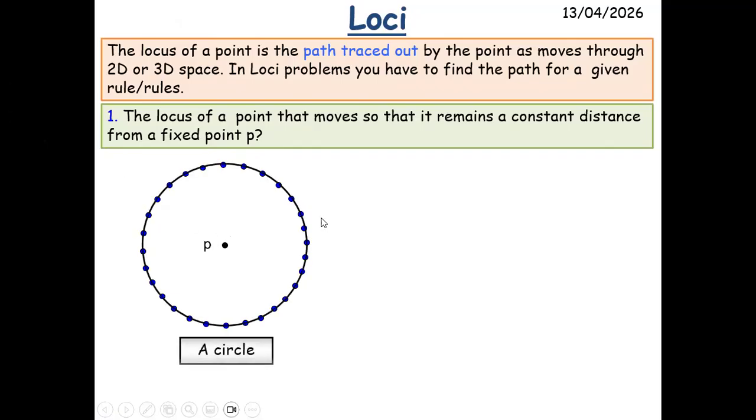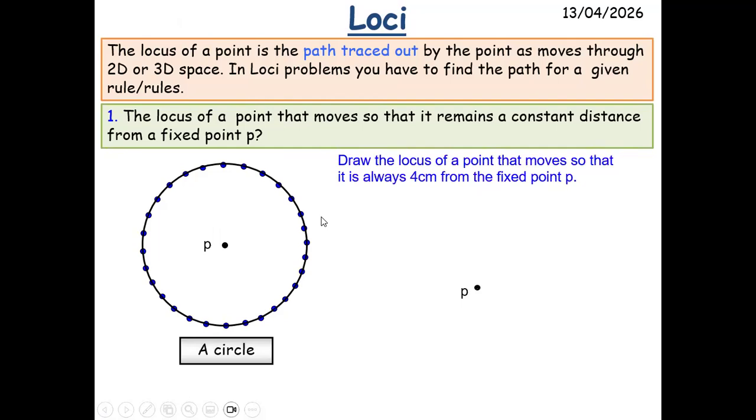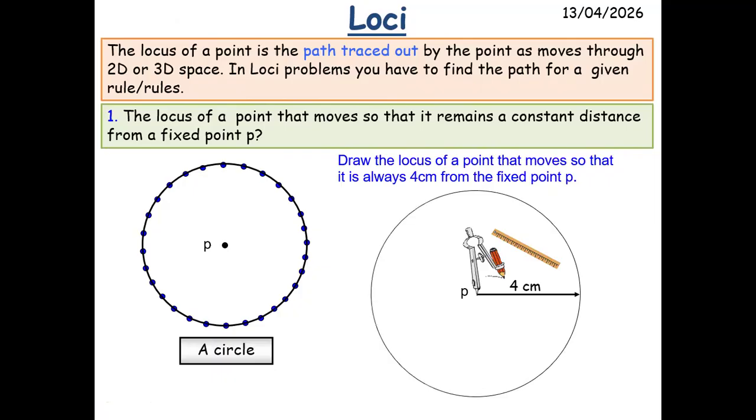So look at this, we now have a circle. The question is, draw the locus of a point that moves so that it is always 4 centimeters from the fixed point P. Now, what we're going to do: draw the radius of 4 centimeters, draw your straight line, and then from there you use your compass to draw a circle, and that's it.